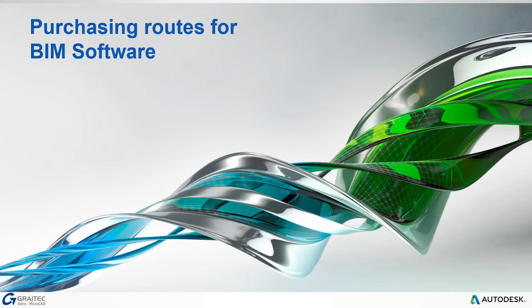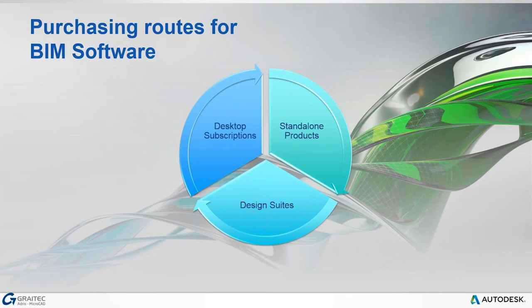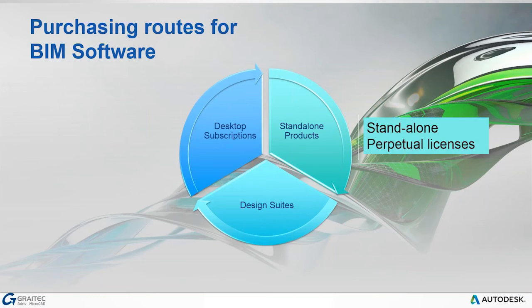Purchasing routes for BIM software. Currently, there are two ways to buy your Autodesk software: perpetual license or desktop subscription. Perpetual license has traditionally been bought in one of two ways. Standalone products. These are the standalone single programs, for example, just AutoCAD, just Revit, etc. And these can be bought as a perpetual license. You buy it and it keeps on working at its current version for as long as you need it in that version. Then we've had design suites.